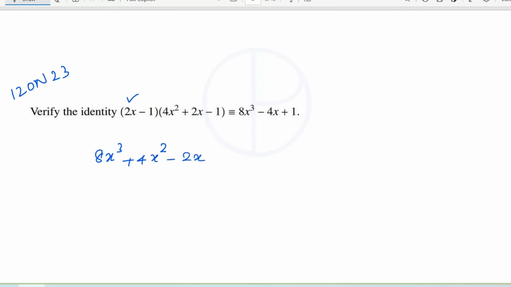Then the next term is negative 1. With the negative 1, you multiply all the terms in the next bracket. Negative 4x square, negative 2x plus 1. Now simplify this one. 8x cube, 4x square and minus 4x square gets cancelled. Minus 2x will be minus 4x plus 1.